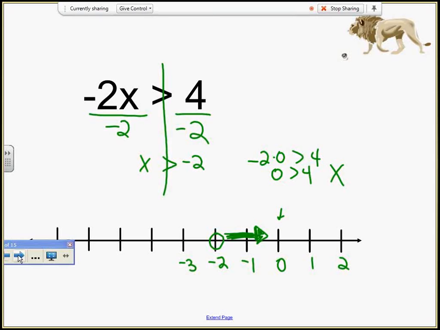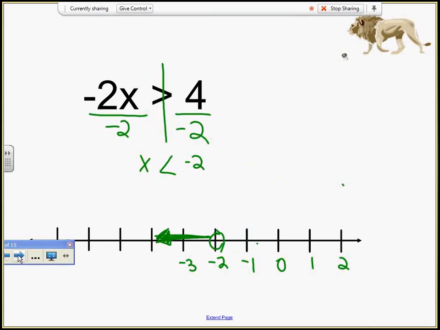When I multiply or divide by a negative, I have to flip this inequality. Right now you see that it's greater than. I'm going to change that to less than. That's what I mean by flip. If it's greater than, it becomes less than. If it's greater than or equal to, it becomes less than or equal to. So now, when I graph it, I'm going to show all the values that are less than negative 2, and that'll actually be correct.